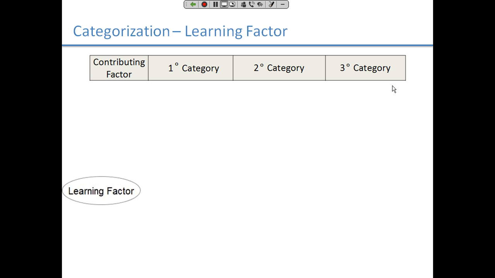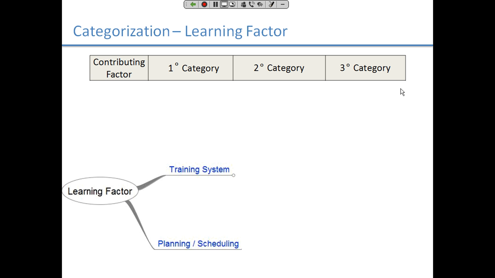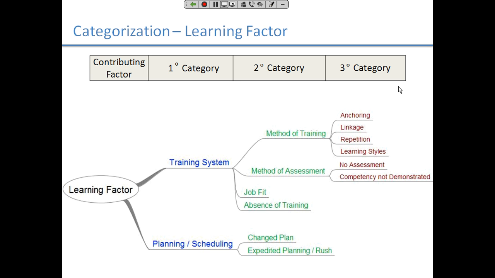Take learning factor. Learning factor is one of the key elements as to why people will make a mistake or not, because of how it is that they were trained or how they executed a particular job. In this case, this shows an opportunity to go beyond just the training system, which might be a category that we're ticking off in TrackWise, and think about, okay, well, what happened? What was the method of training? What was the method of assessment? Was there even any training in the first place? Was the individual involved fit for duty, fit for that particular job?